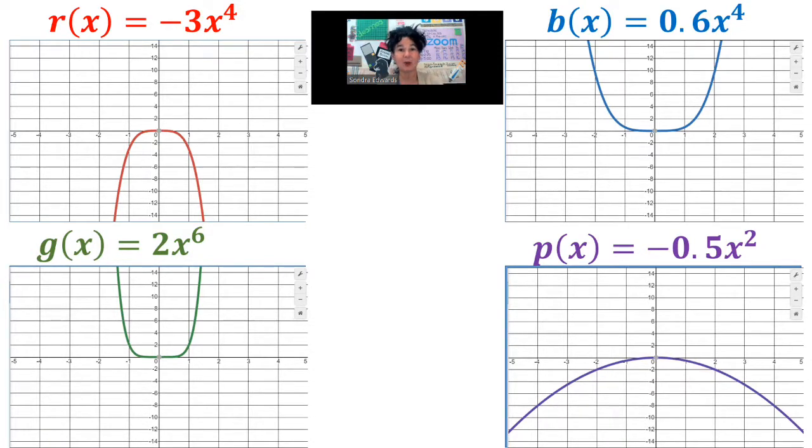So please make sure you put that in your notes. Even degree polynomials, either both up or both down. And it's both up if the lead coefficient is positive, like this one, and both down if the lead coefficient is negative.